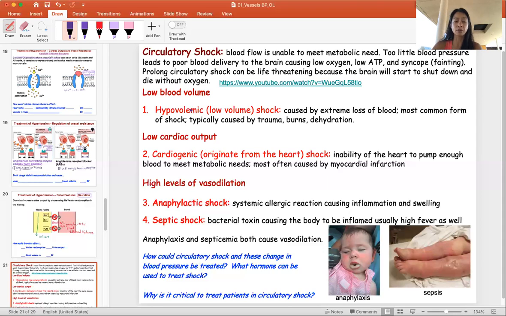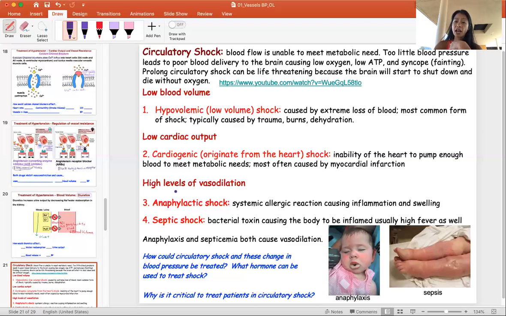Remember, the three factors that affect blood pressure can have pathologies. One is low blood volume. That's hypovolemic shock, low volume. This happens with too much bleeding, extreme burns, or dehydration, when blood volume is really low. Then there's low cardiac output, where the heart is just unable to pump. This is called cardiogenic shock, which originates from the heart, and happens with myocardial infarction. Think about how many ER admissions are due to a heart attack.